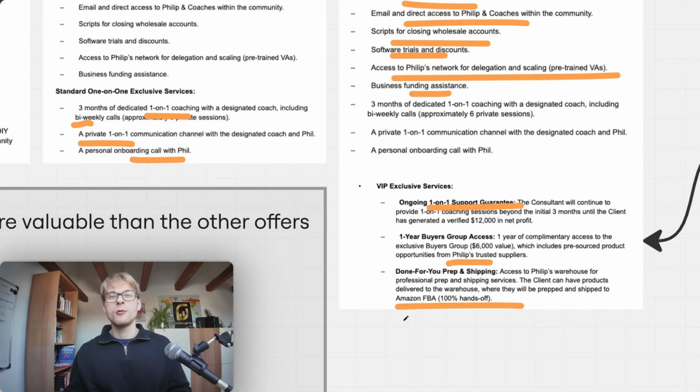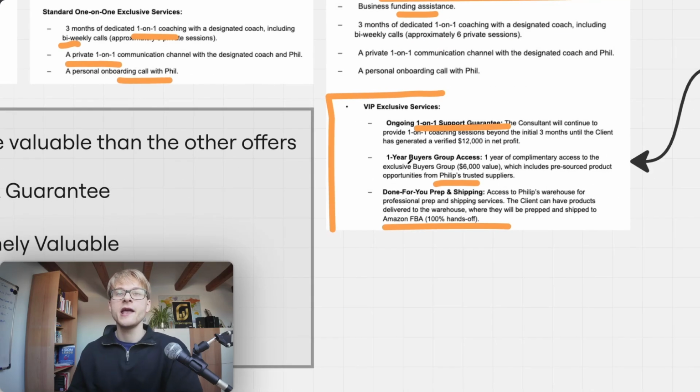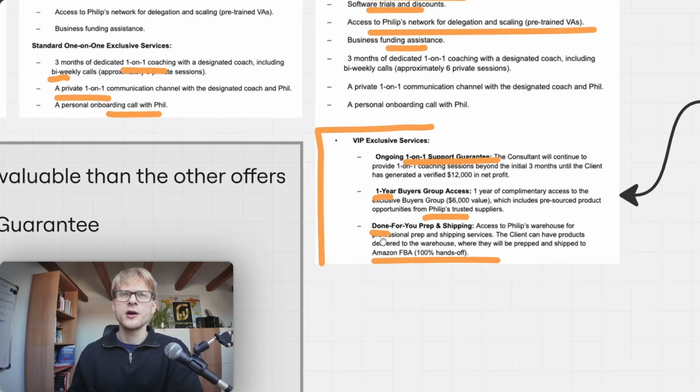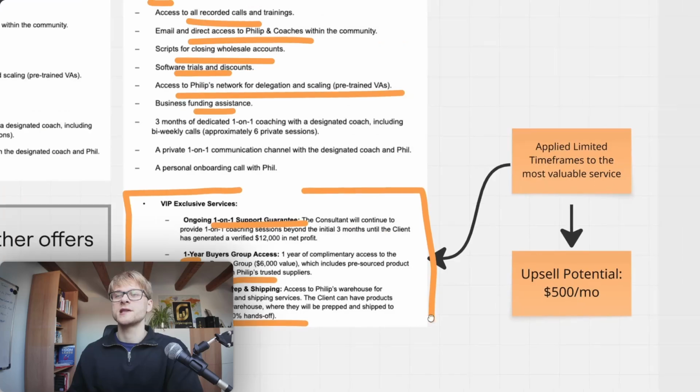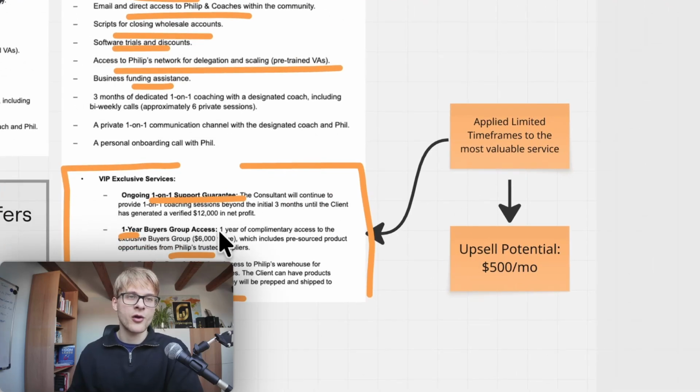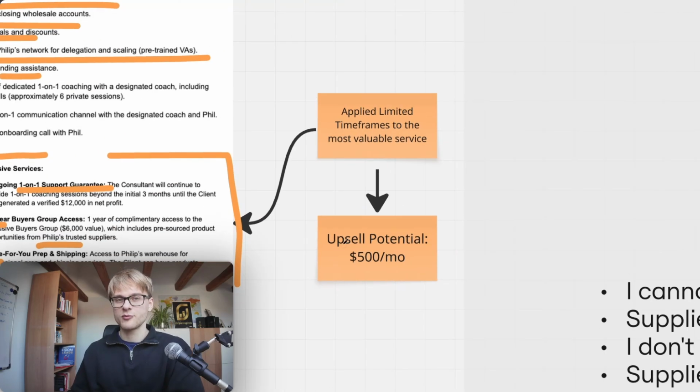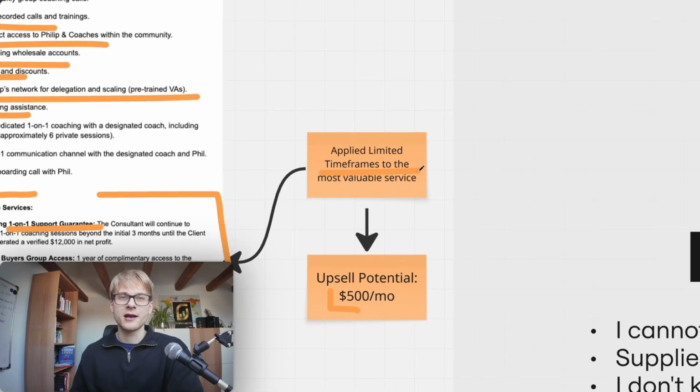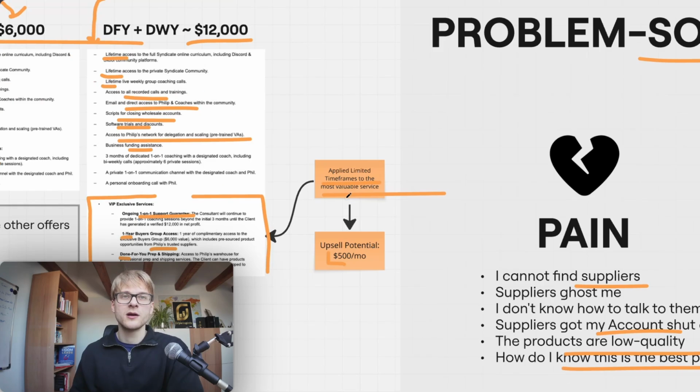As you can see over here, we've tied this VIP exclusive services over here. And we've also applied urgency to this 1 year group. I think this is also for 1 year. So this way an upsell becomes likely, and then we can upsell them for ongoing access to the buyers group or to the prep services for around $500 a month. Okay, applied limited time frames to the most valuable services.